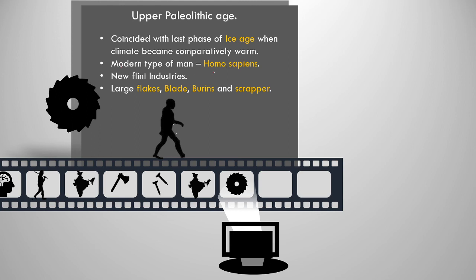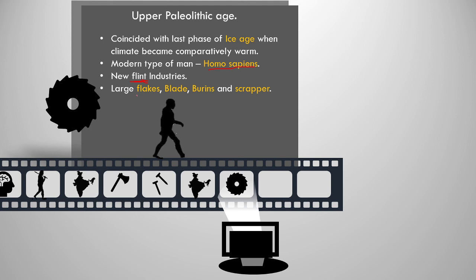Modern types of man or Homo sapiens were there in this period. So the development of Homo sapiens was done in upper Paleolithic age. Now there was a new flint industry. Flint industry does not mean a factory, but it means they used to do something very new. Now there were large amounts of flakes, blades, burins and scrapers.